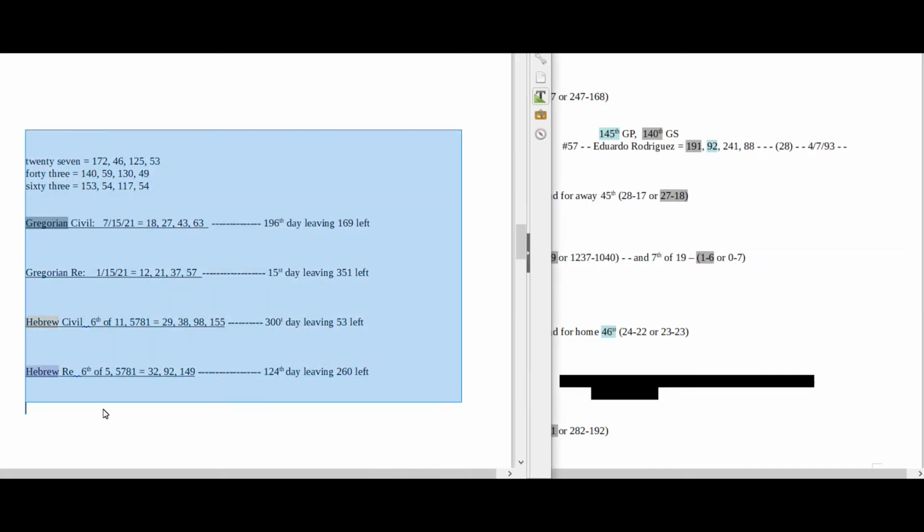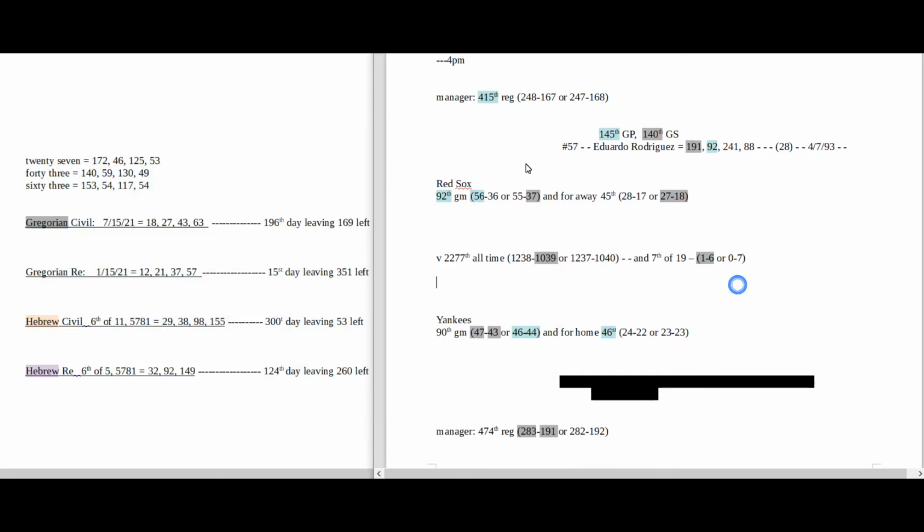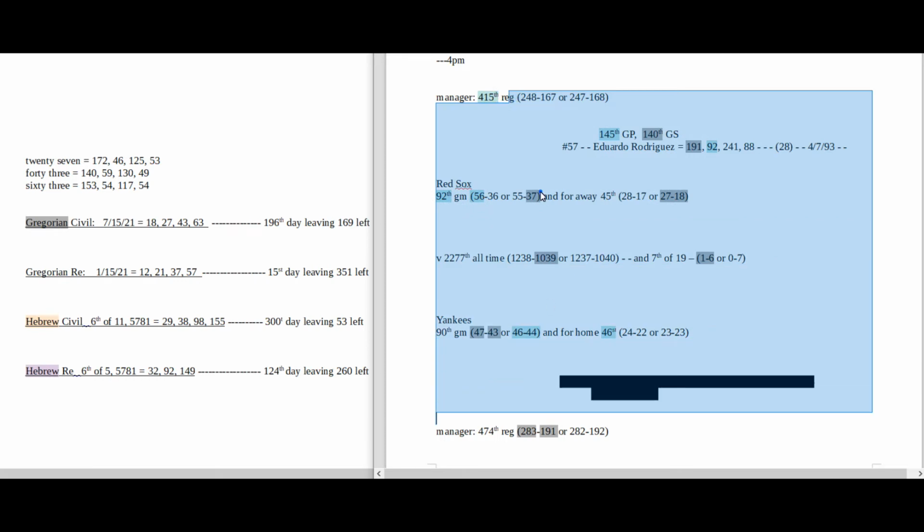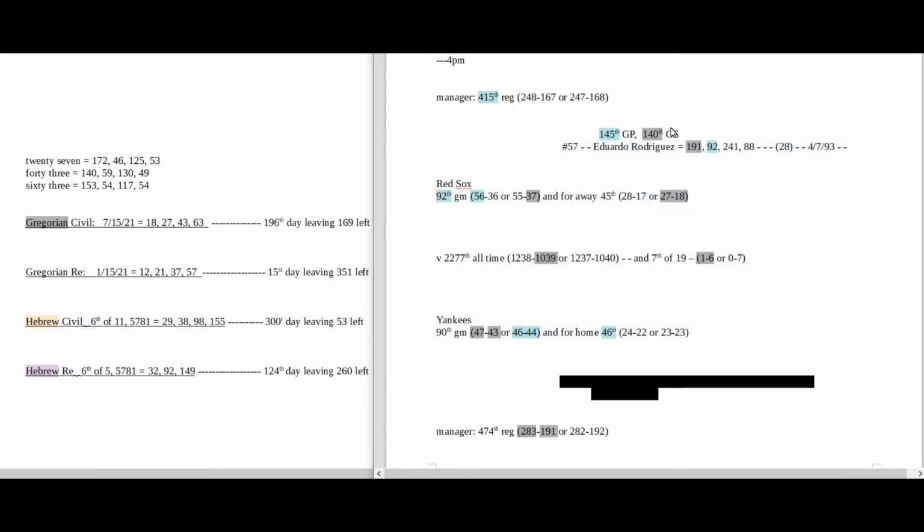On this side of the screen is what I call my daily numbers, date numerology, Gregorian, Hebrew calendar. And then on this side of the screen is what I call my game numbers. The way that I have it structured here is I have the away team up top. This is their manager's record. This is the starting pitcher right here, his numbers, his birthday, the number that he wears. This is the season record for the away team. In the middle here is the all-time head-to-head between the two teams as well as for the season. And at the bottom here is the home team, their manager, their season record, and their pitcher.